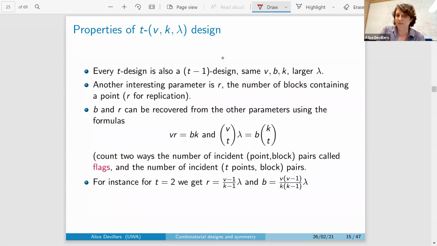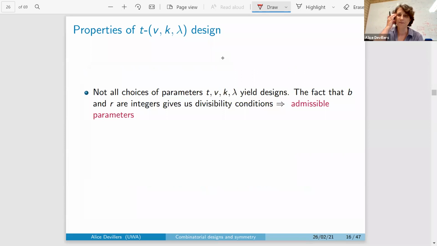So in particular, that means that these are integers. So this gives us divisibility conditions. So K minus 1 needs to divide V take 1 times lambda. So we get some divisibility conditions this way. Not all choices of parameters can give a design. These divisibility conditions give us a list of what we call admissible parameters.